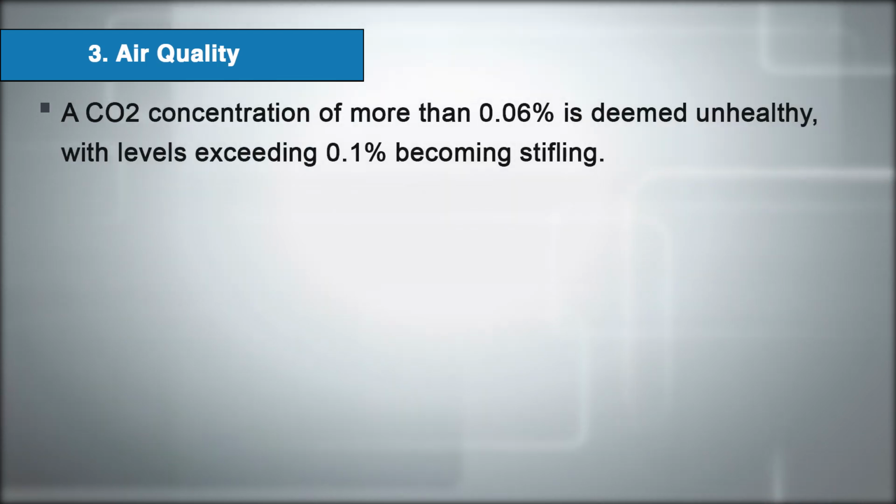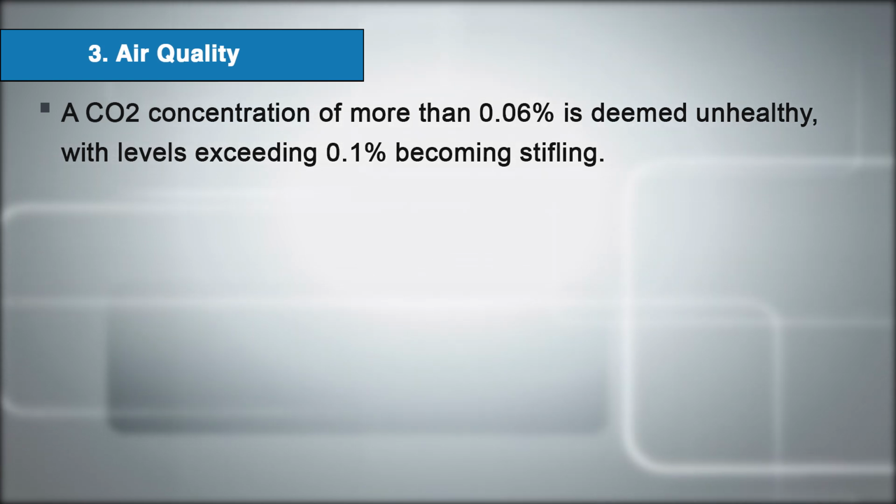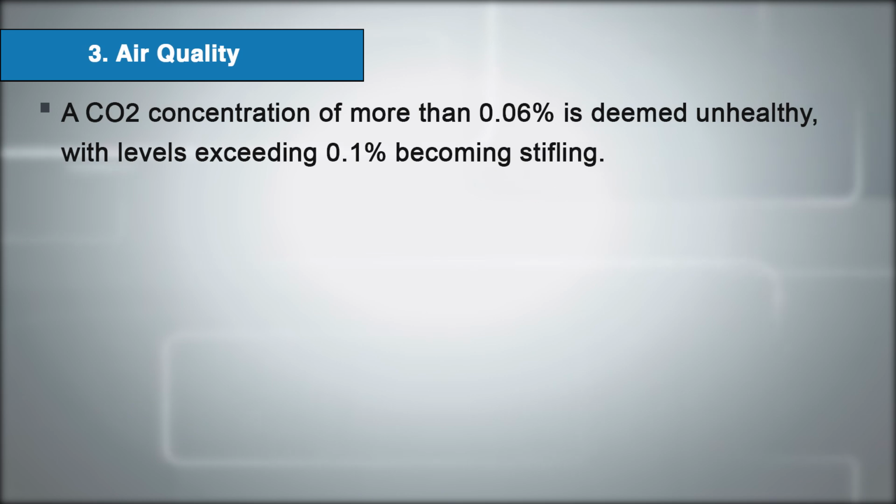A CO2 concentration of more than 0.06% is deemed unhealthy, with levels exceeding 0.1% becoming stifling. Proper ventilation must keep CO2 under this threshold to ensure health, efficient fuel combustion, and preservation of building materials.